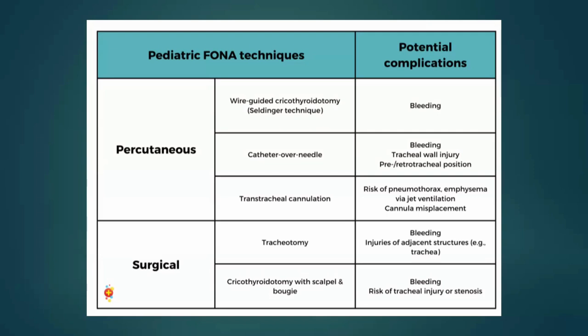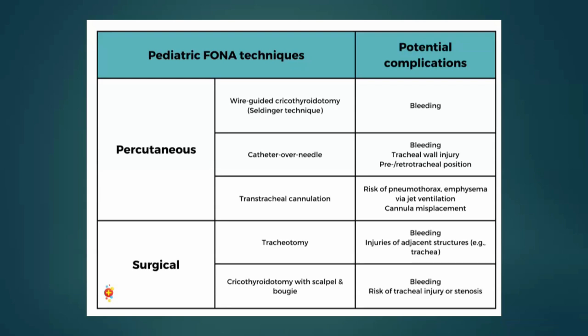For the surgical techniques, once again we've got the tracheotomies, but this was not going to be done by us. And again, bleeding and injuries of adjacent structures. But a cricothyroidotomy with scalpel and bougie is what's recommended. So scalpel, finger, bougie. You're going to make your incision over the space. You're going to incise that membrane. You're going to be putting your finger in, feeding a bougie, and then railroading whatever size you can fit. And the size is obviously dependent on the age of the patient, which I haven't included here. Once again, bleeding, risk of tracheal injury, as well as stenosis.